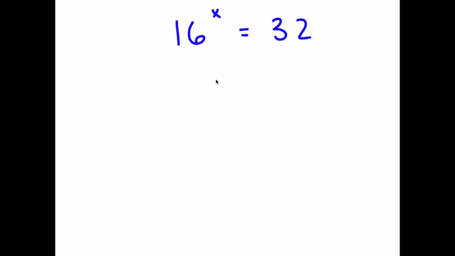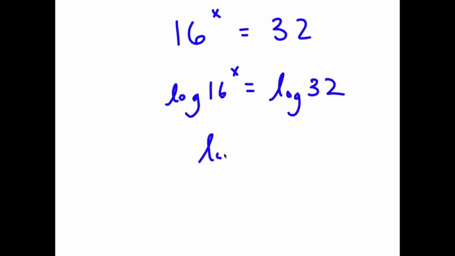Alright, so in this problem, I have 16 to the power of x is equal to 32. So to solve this, well, I actually have multiple different methods. My first method, I'm going to take the log on both sides. So I have log 16 to the power of x is equal to log 32.